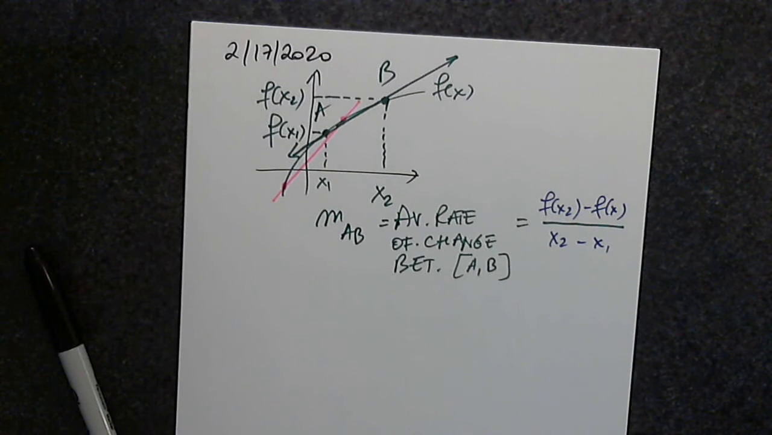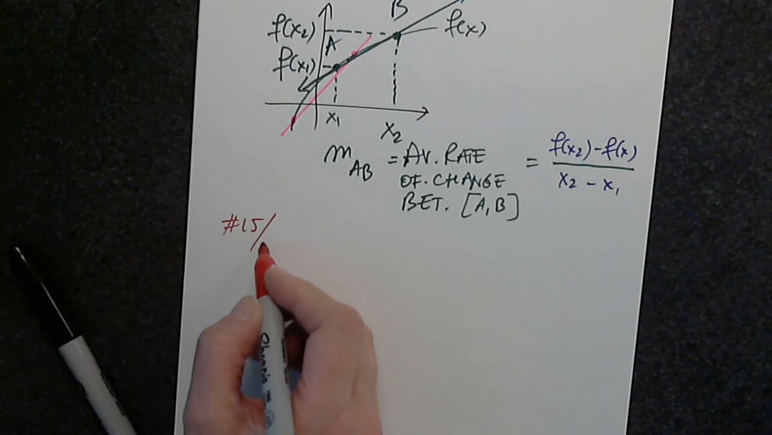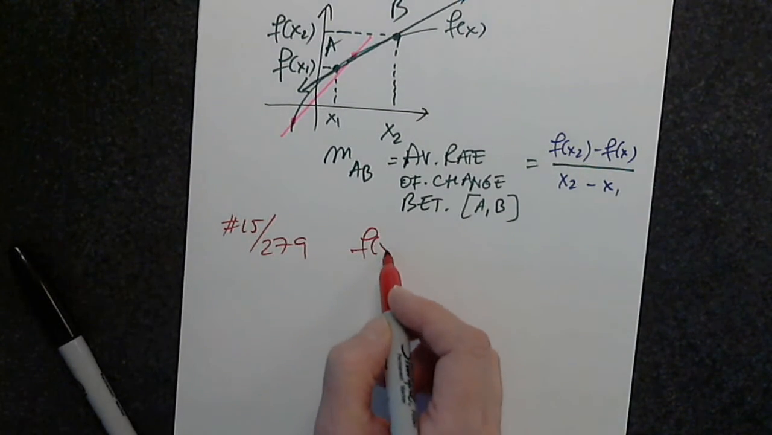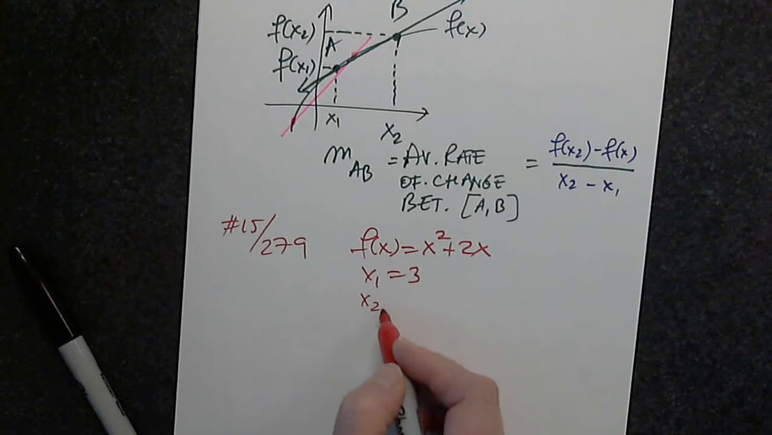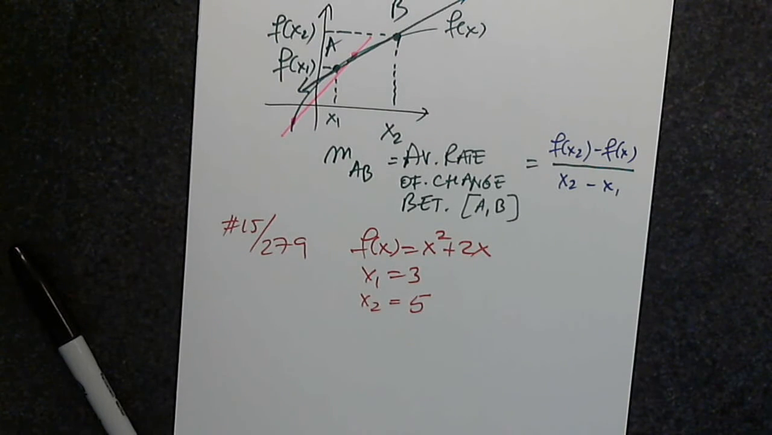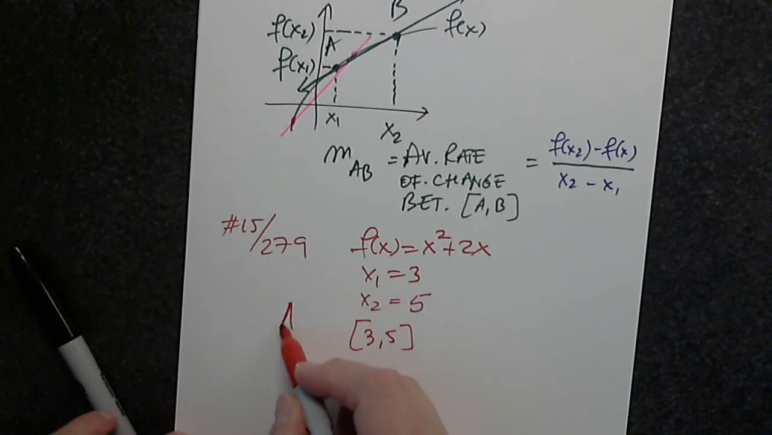Very good. Okay, so let's look at an example now. These problems are on page 279. We can start with, let's say, 15. And you choose the next one. 15 on 279. We're given a function, f of x equals x squared plus 2x. We're given x1 equals 3 and x2 equals 5. They're asking us to find the average rate of change of this function on the interval 3, 5.